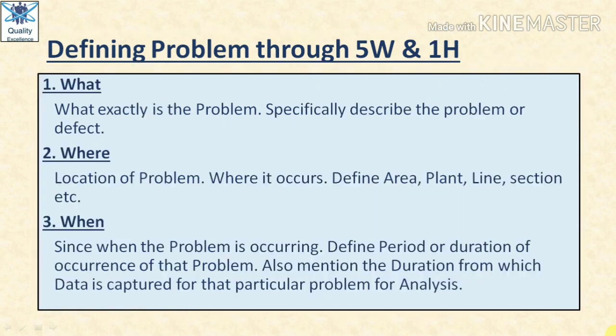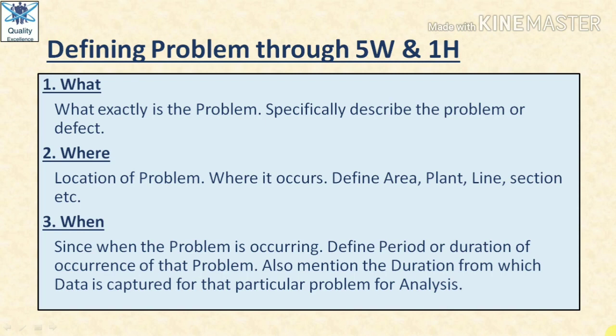Now let us know 5W and 1H one by one. First is what. Here we need to define what exactly is the problem, and specifically we need to describe the problem or defect. The second is where. Here we need to define the location of the problem, where it occurs, and we need to define area, plant, line, section, etc.